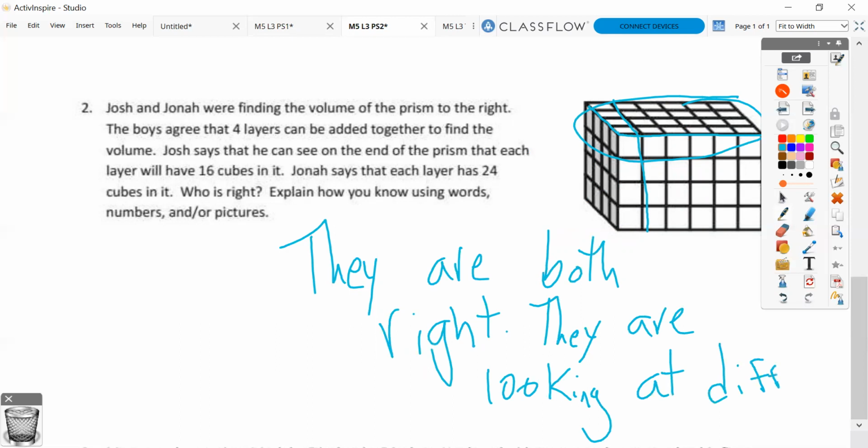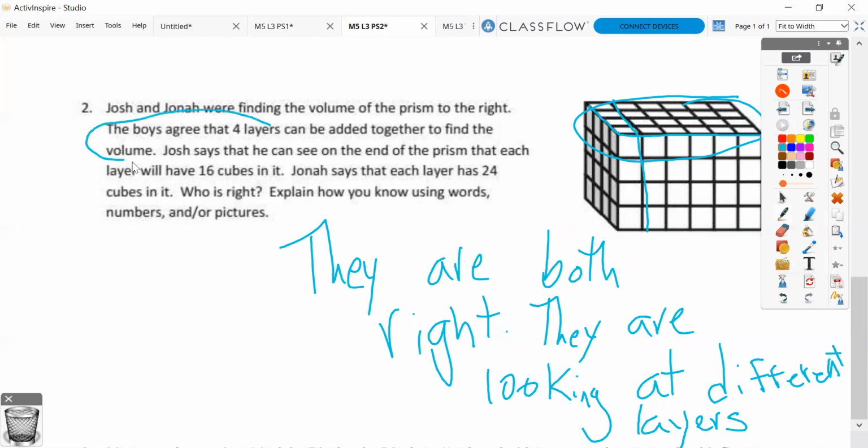And so when they're looking at different layers, and my screen's flipped straight up, so it's really sloppy writing. I know that. It's not as easy to write with my screen straight up. So they're both right. They're looking at different layers. One's looking at the layers that are like a cake. The other's looking at layers that are like a slice of bread. So they're both right in the sense of how many are in a layer.